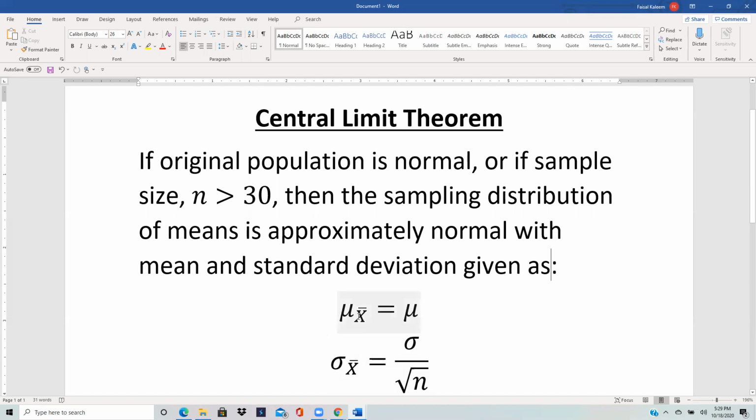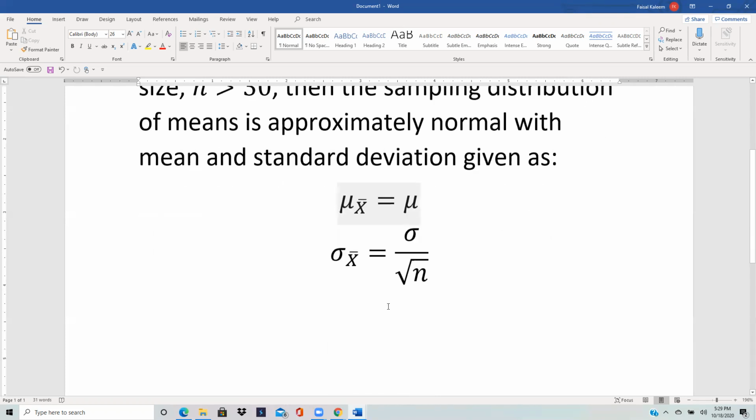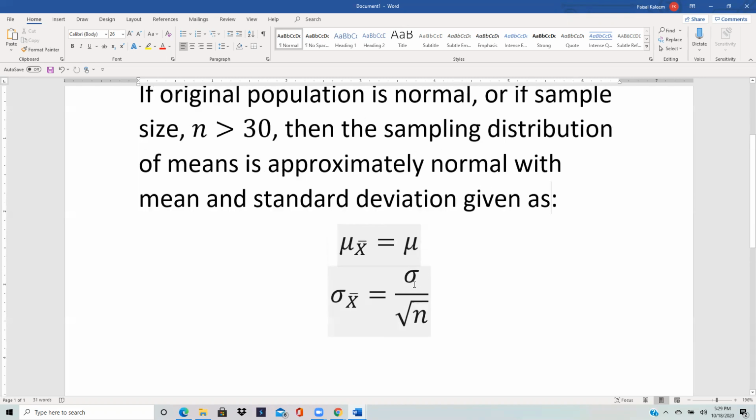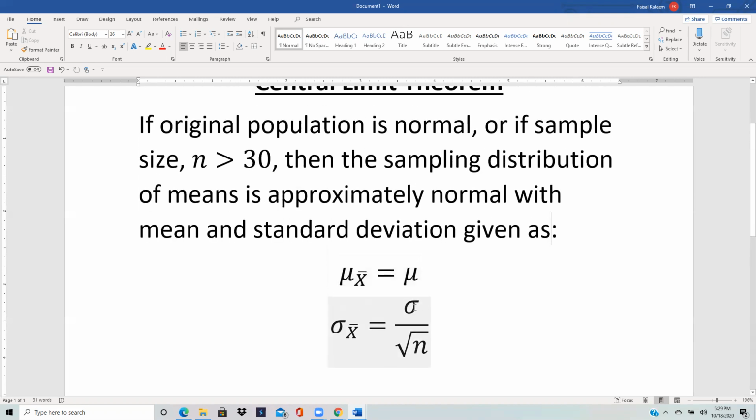And then the mean of the sampling distribution, which is denoted by mu x bar, is just the same as the original mean of the population. But the standard deviation of the sampling distribution of means equals the original standard deviation of the data divided by the square root of the sample size. So n is a common symbol we will be using for the sample size.